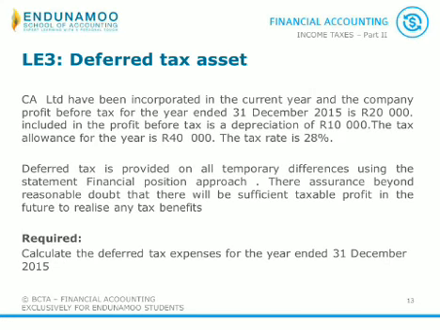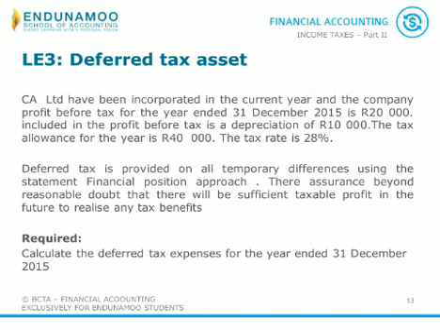And they say deferred tax is provided on all temporary differences using the financial statement approach. There is assurance beyond reasonable doubt that there will be sufficient taxable profit in the future to realize any tax benefits. And the calculation required is for us to determine the deferred tax expense for the year ended 31 December 2015. Okay, deferred tax expense. And we're currently sitting with a profit before tax. So already we're given our tax allowance, we're given a depreciation figure, and we're told that it's probable that we can realize any tax benefits in future.